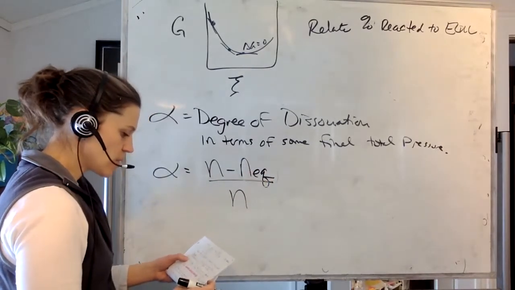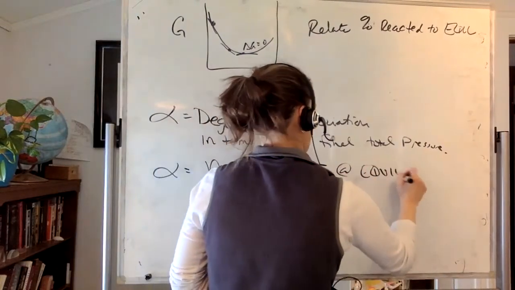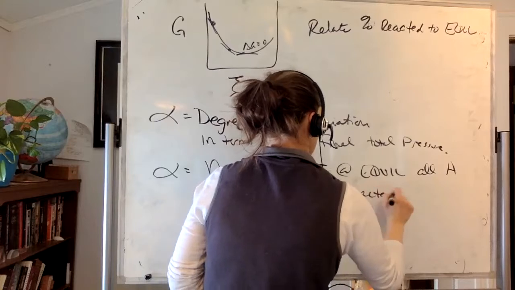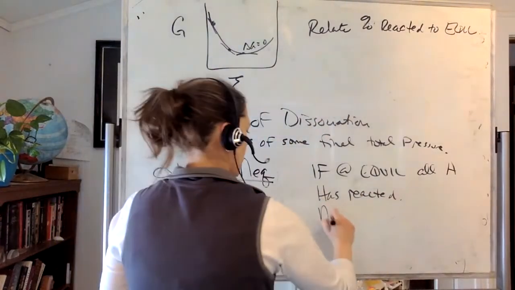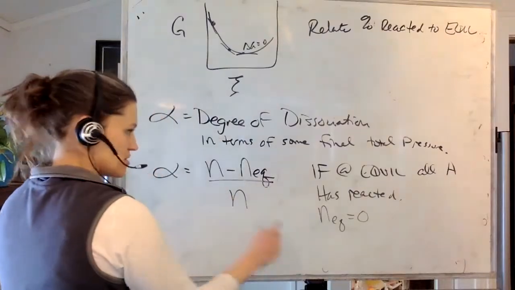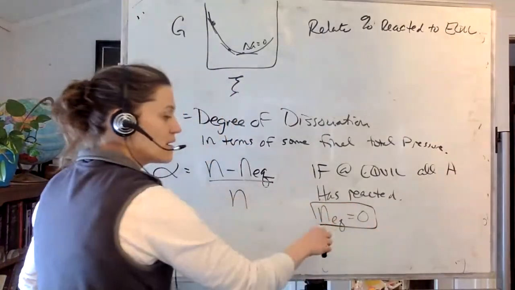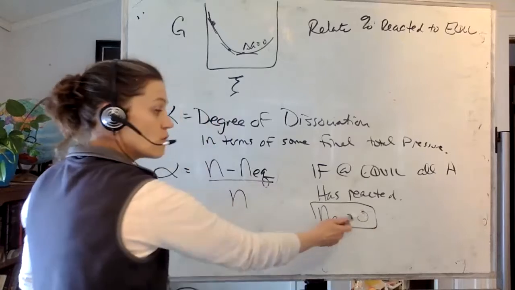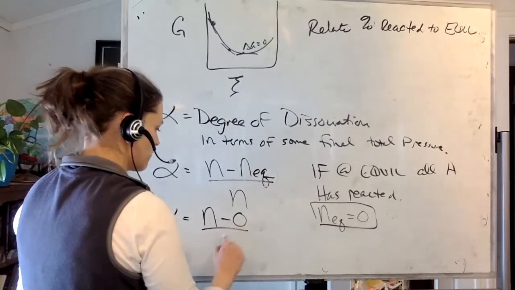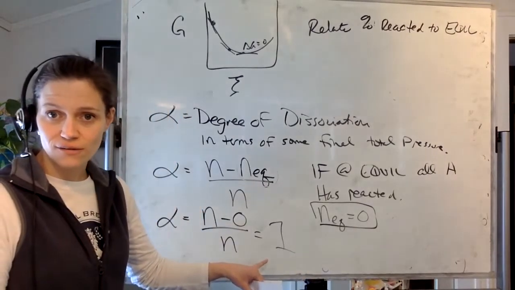Okay, so if at equilibrium all of A has reacted, that means n at equilibrium is 0. There's no more A left. That means alpha is equal to n minus 0 divided by n, which means we're at 100% dissociation.